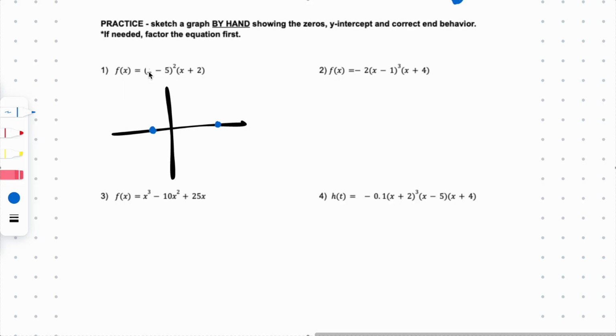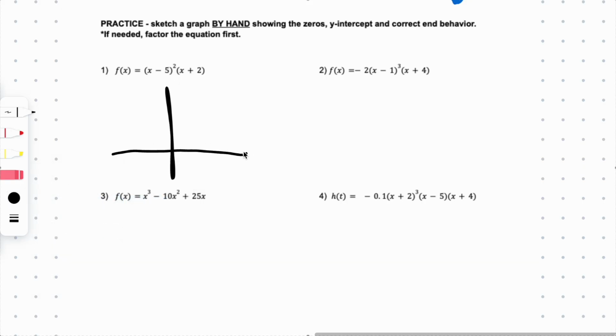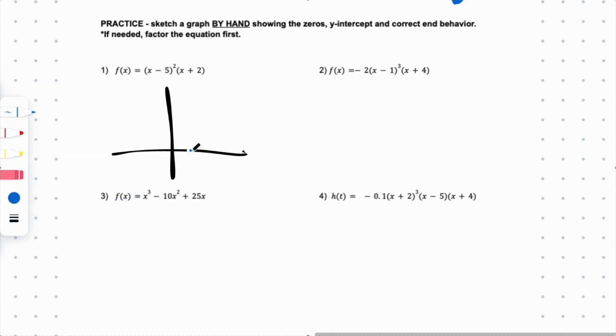We have a y-intercept of, when we plug in 0, we get 0 minus 5, negative 5 squared is 25, 0 plus 2 is 2, 25 times 2 is 50. I'm just going to have to keep on changing this scale. I'm sorry, everyone. Okay, so we had zeros at 5 and negative 2, and a y-intercept of 50, something up there.